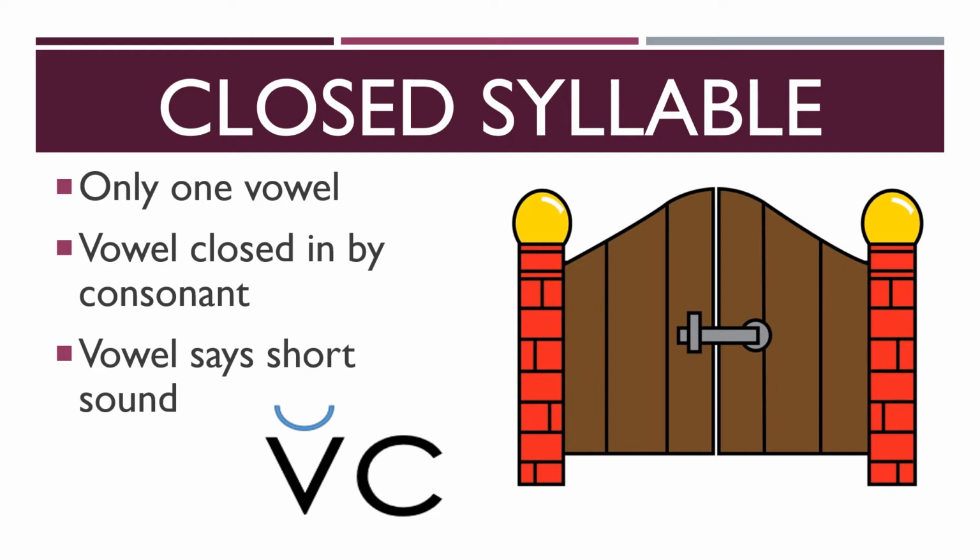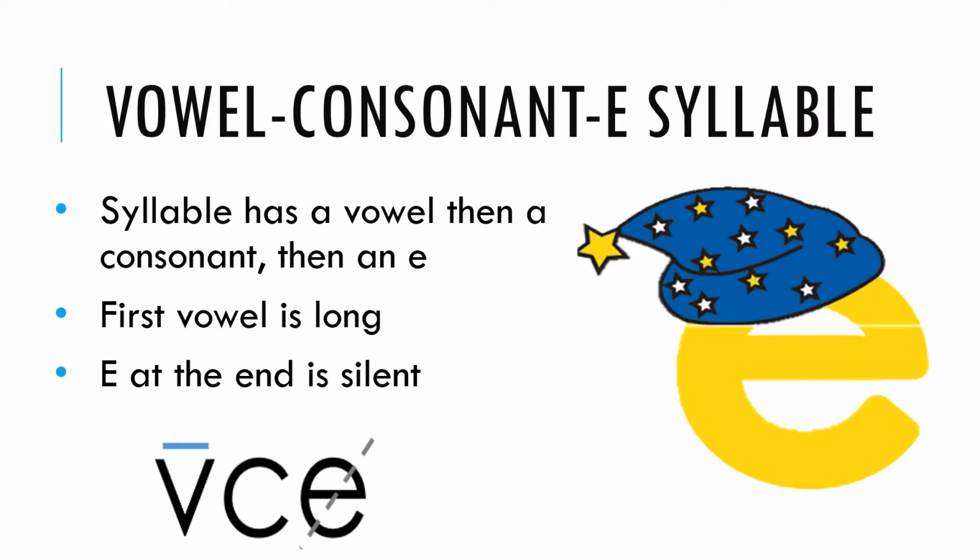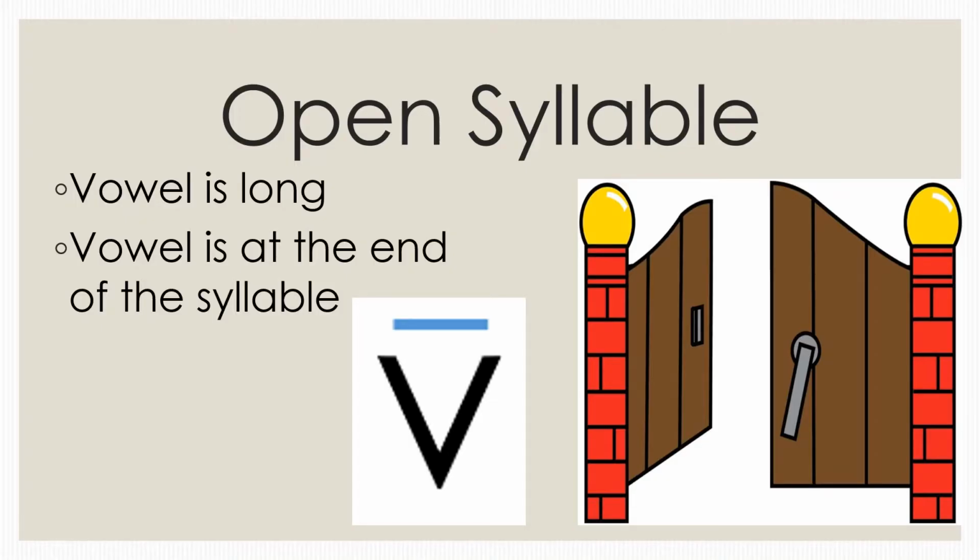Closed syllables have only one vowel. This vowel is closed in by a consonant, which makes the vowel say the short sound. The vowel consonant E syllable has a vowel followed by a consonant and then an E. The first vowel is long because the E at the end makes it say its name. The E at the end is silent. Open syllables have a long vowel at the end of the syllable.